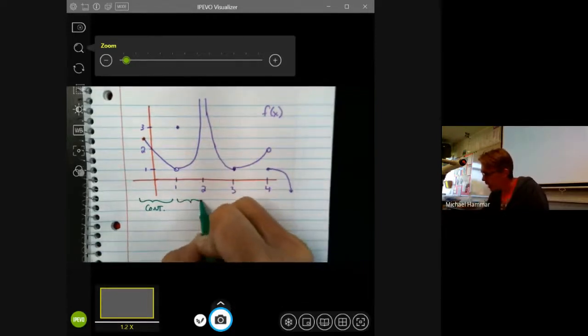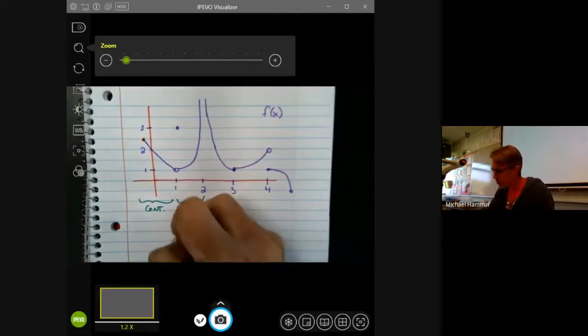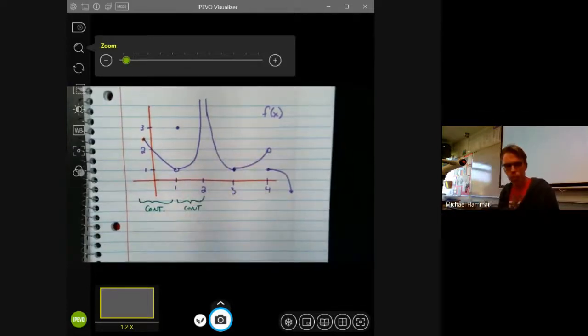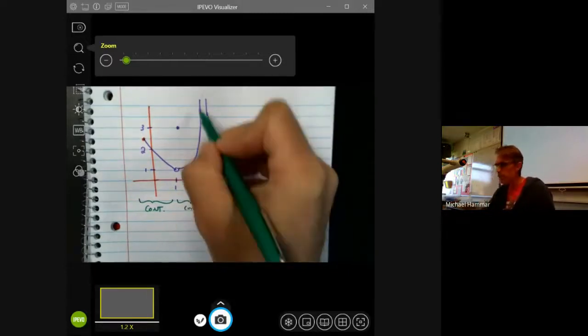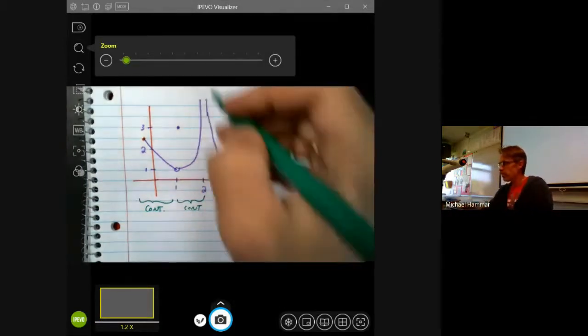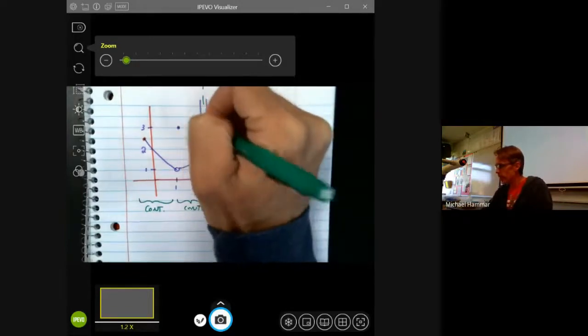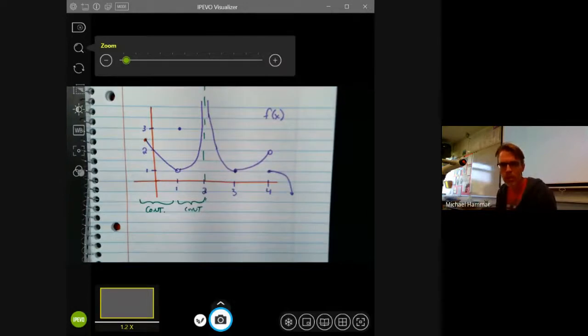Now, between 1 and 2, this portion of the graph is continuous. And why is that? Well, from just a little beyond 1 all the way up this way, you can draw that line without ever lifting up your pencil. Then you'll notice something weird happens at 2, and you should notice what it is. It is a vertical asymptote. So there's a vertical asymptote at 2.